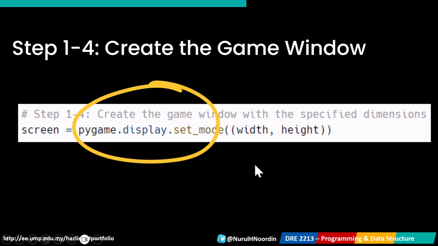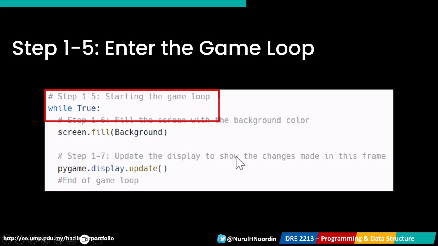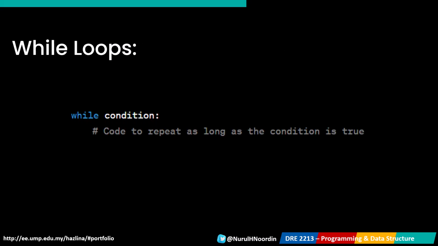Create the game window using the Pygame library. This window is where our game will be displayed. We use an infinite loop to keep the game running until we decide to close it. A while loop in Python is like a repeating command. It keeps doing something as long as a certain condition stays true.